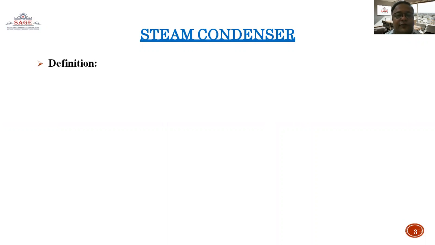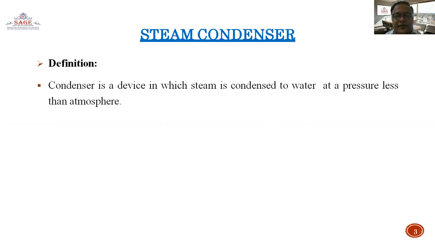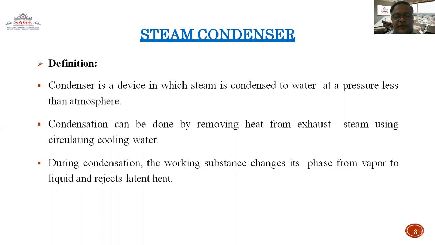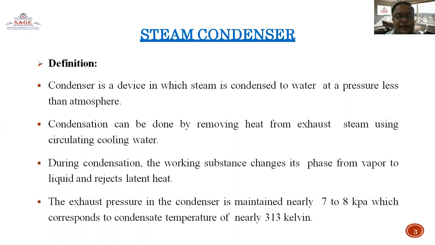First of all, before going to the main slide, what is the meaning of the steam condenser? A steam condenser is a device in which the steam is condensed to water at a pressure less than the atmosphere. The condensation is done by removing heat from the exhaust steam using circulating cooling water. During condensation, the working substance changes its phase from vapor to liquid and rejects the latent heat. The exhaust pressure in the condenser is maintained at nearly 7 to 8 kilopascal, which corresponds to a saturation temperature of nearly 313 Kelvin.